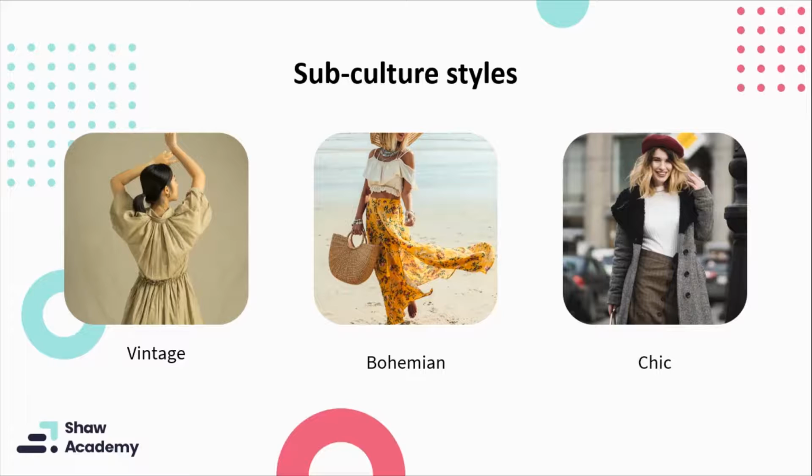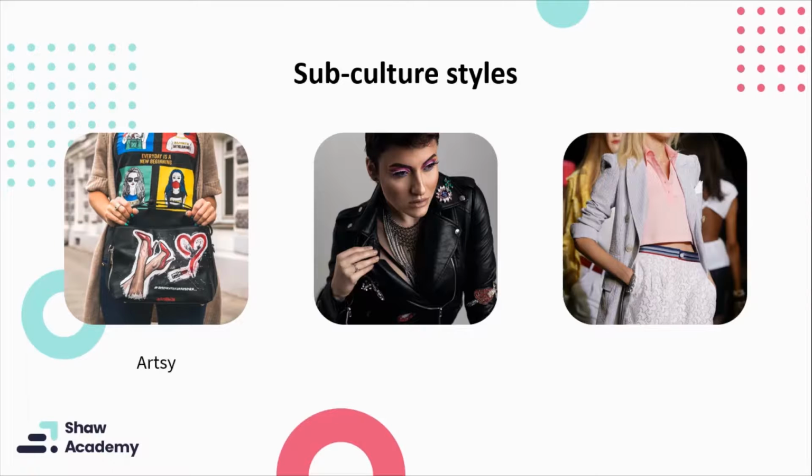Chic. This is a smart and professional style that consists of well-tailored and classy designs, often in monochrome colors. Artsy. This style is all about making a statement with your clothing and does not follow the traditional norms by incorporating trends in innovative ways. Grunge. 3 words that describe this style are vintage t-shirts, ripped jeans, and leather jackets.